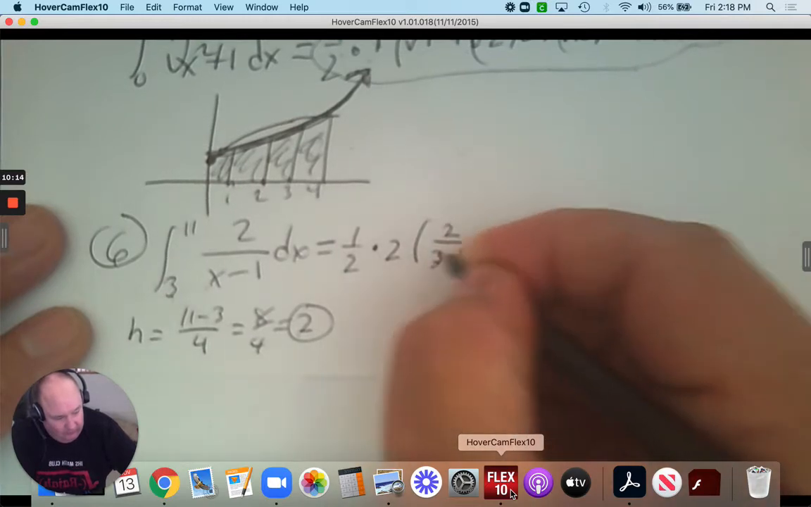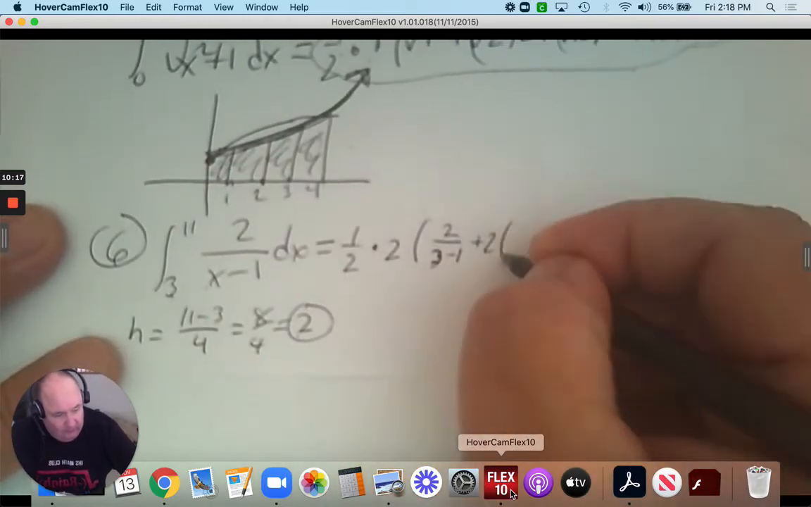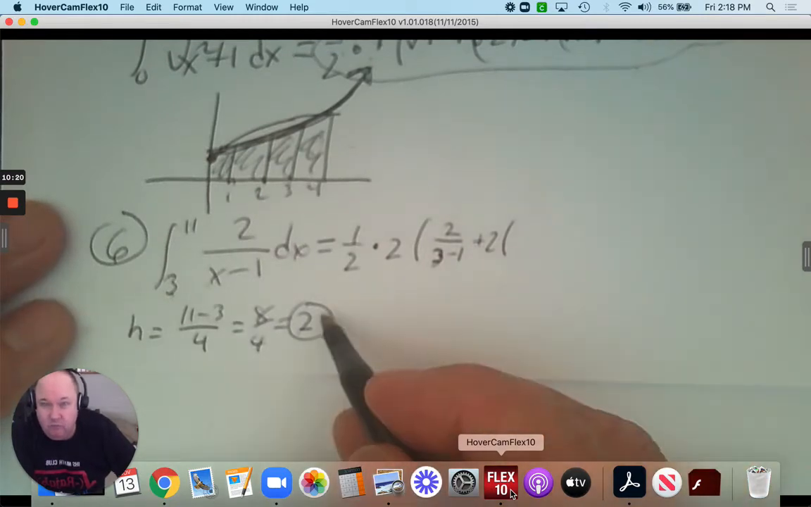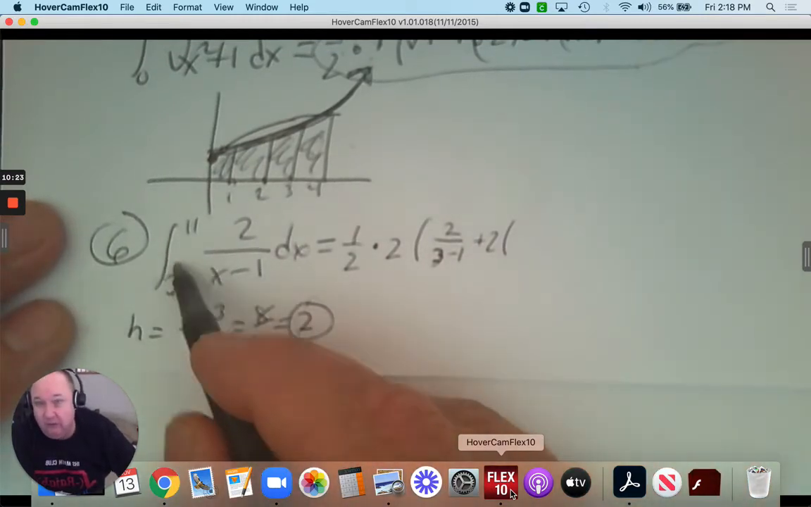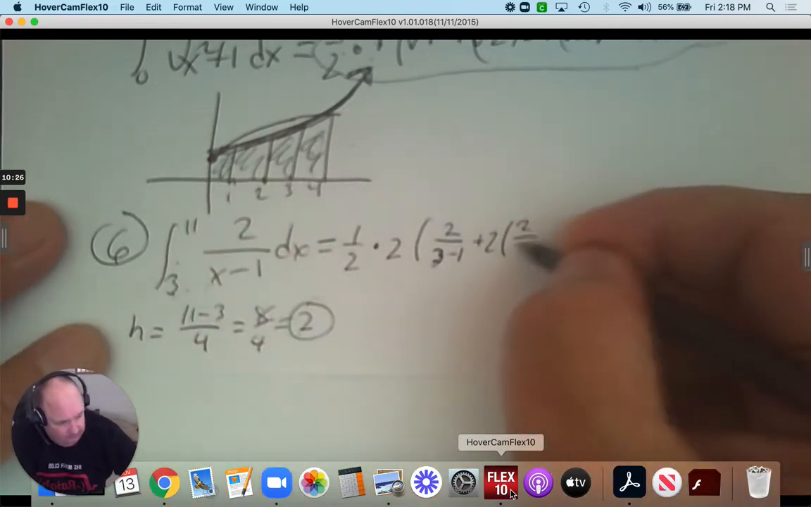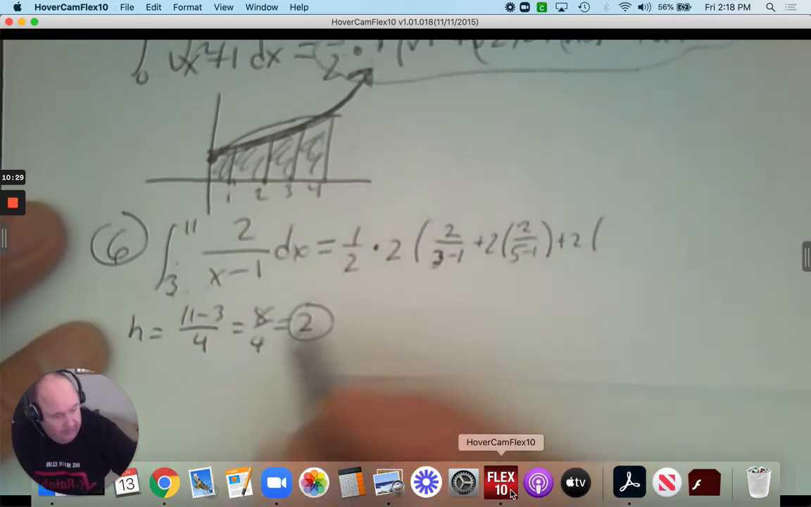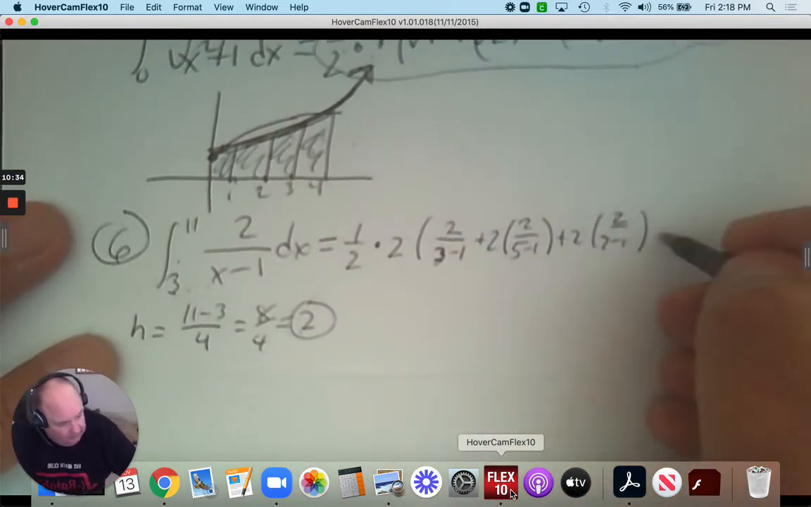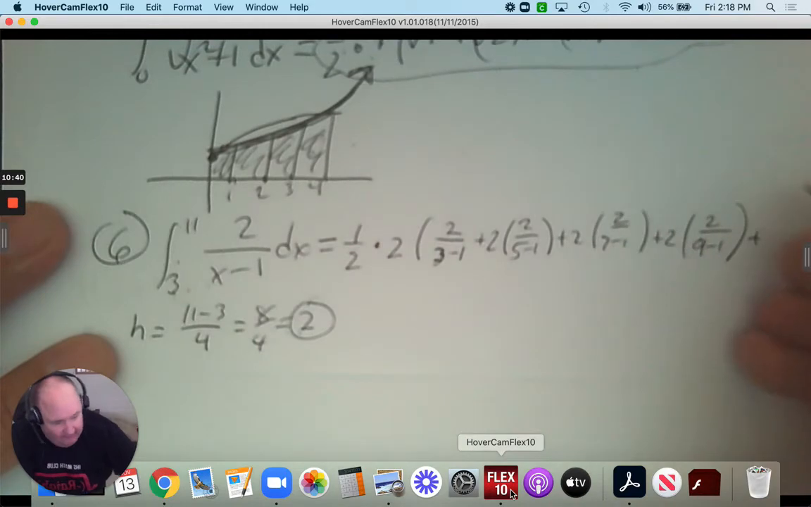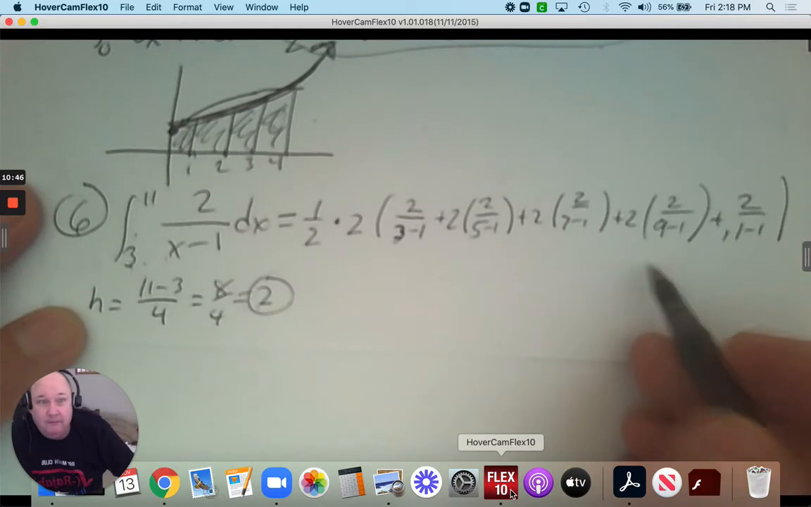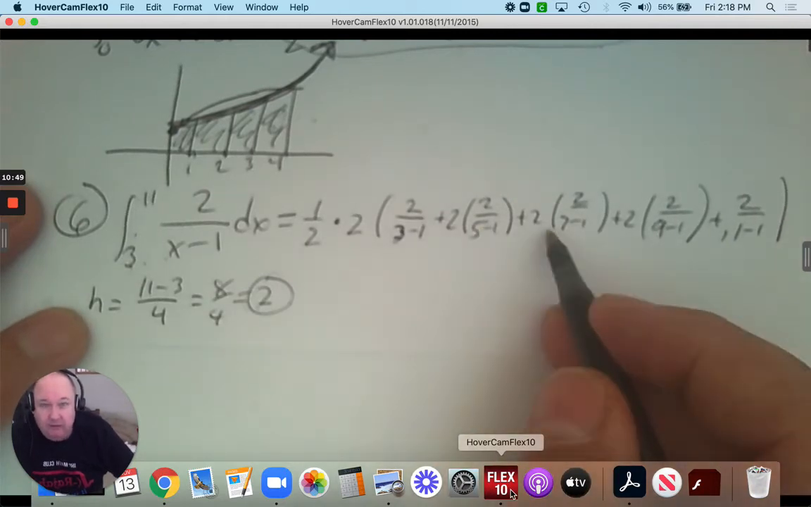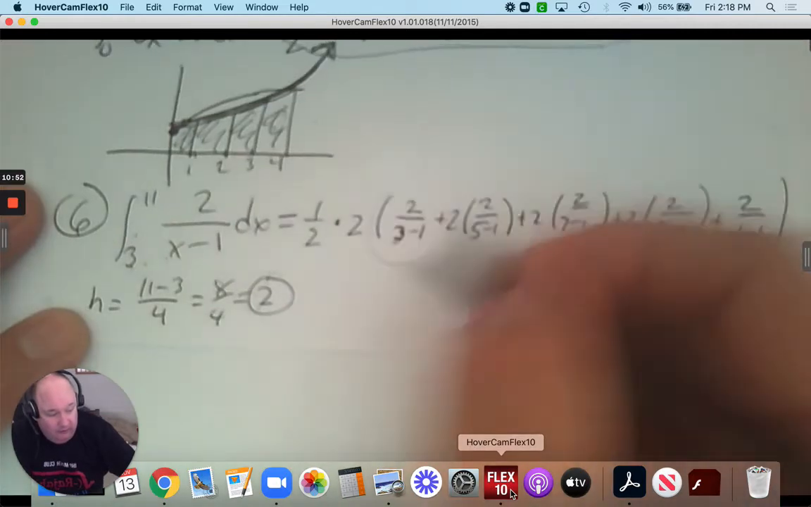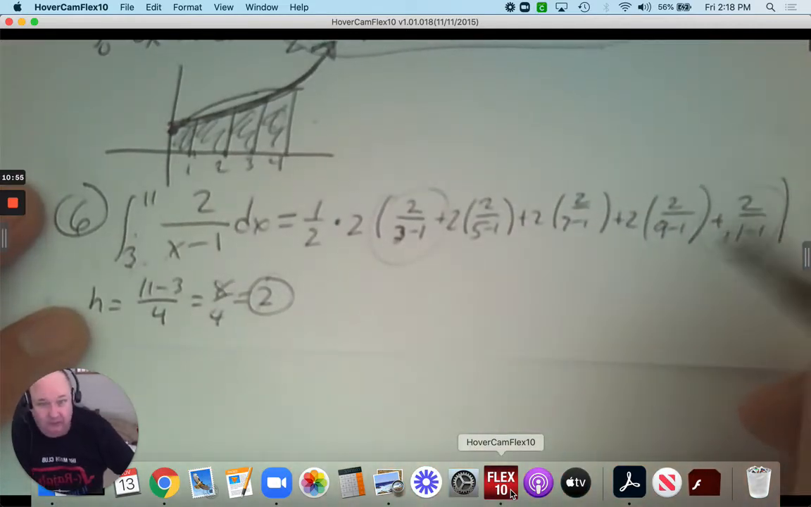You can just do this. Oops, if I can write the number 3. The second one, we're going to double it. So if I'm going by 2's, the next one is 5. And then the next one's 7. And then the next one's 9. And then the last one is 11. And it's single. Only the ones in the middle, you double the bases because they're shared by 2 trapezoids. So the very first and the very end are singles because they're not shared.